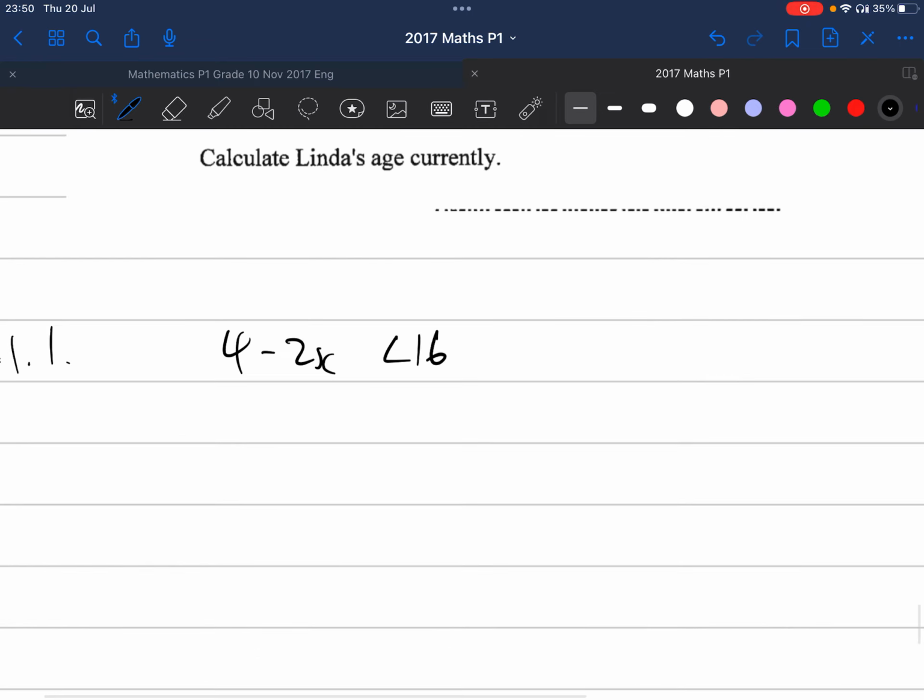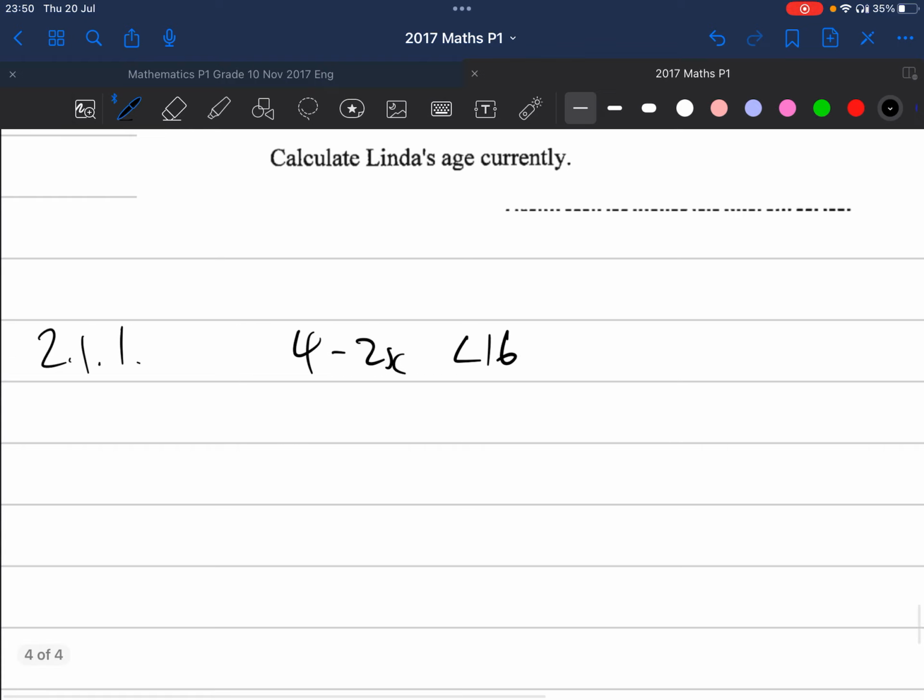So how do we solve inequalities? Well, it's honestly much like solving normal equations. You start by trying to isolate the term or the variable. In this case it's going to be minus 2x. So to do that, we'll bring 4 to the other side and then subtract it. So we'll have minus 2x is less than 12, because 16 minus 4.